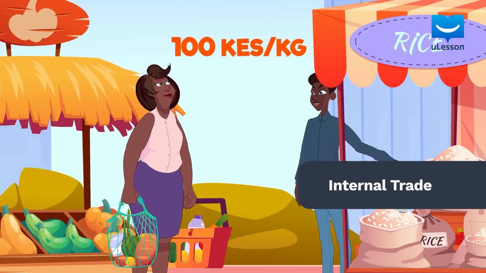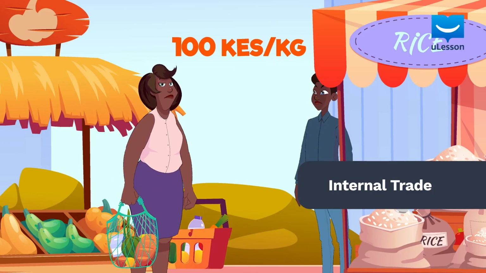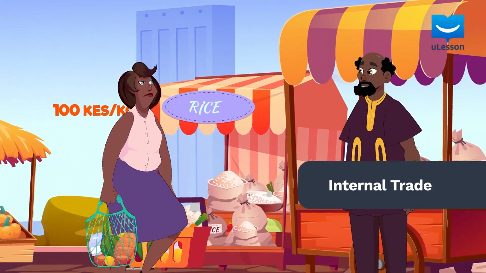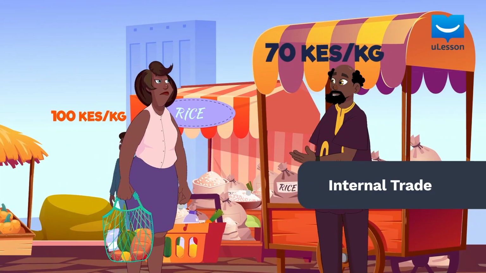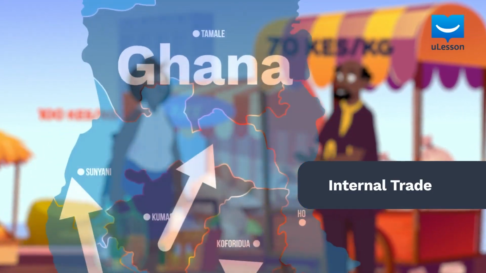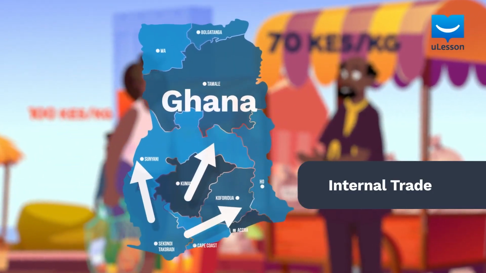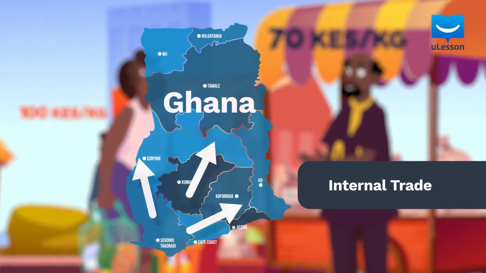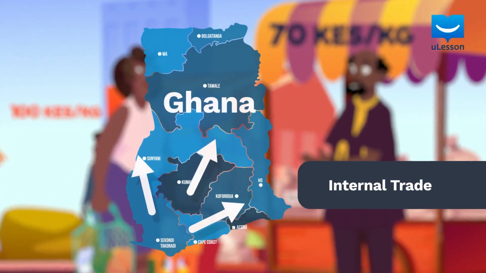Now, based on their geographical location, some regions in a country produce certain goods that the rest of the country cannot produce. An example is Ghana, where cocoa is grown in the southern areas due to its elevated nature and is distributed around the country.